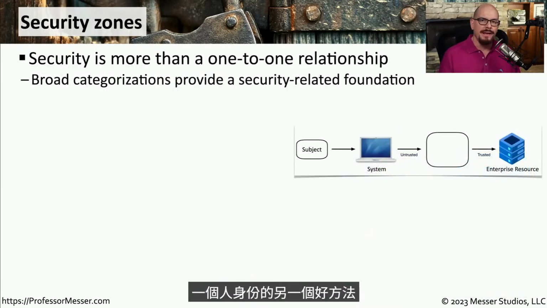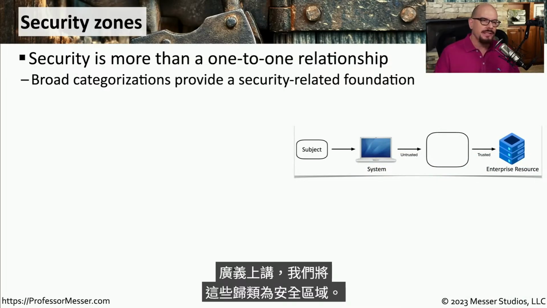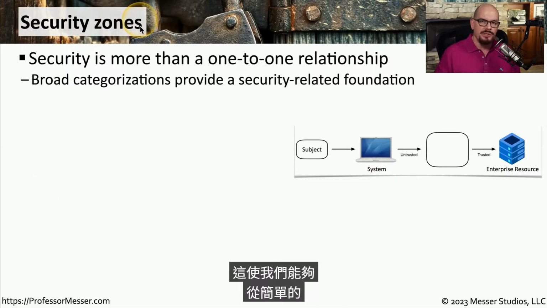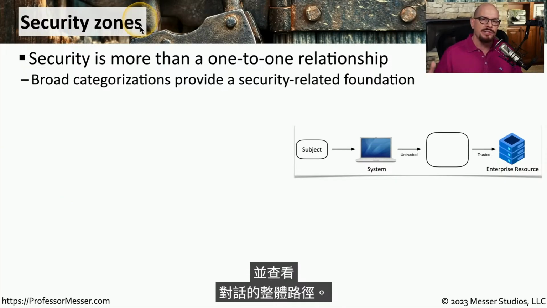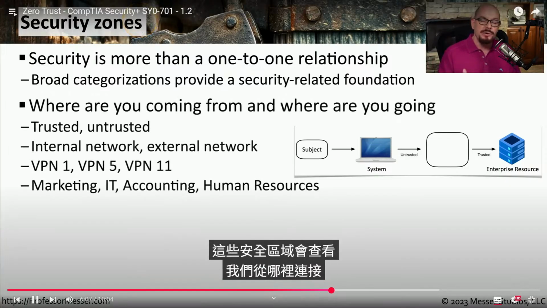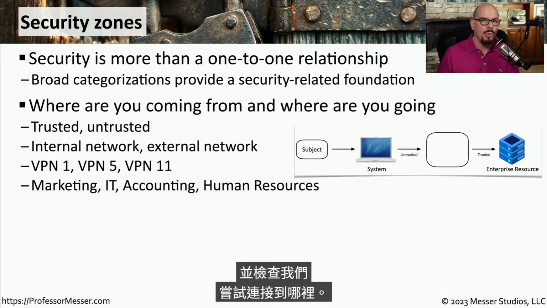Another good way to qualify the identity of a person is to understand where they're connecting from. And very broadly, we categorize these as security zones. This allows us to expand from something that is simply a one-to-one relationship where a user is logging into a server and instead looks at the overall path of the conversation. These security zones look at where we're connecting from and examine where we're trying to connect to.